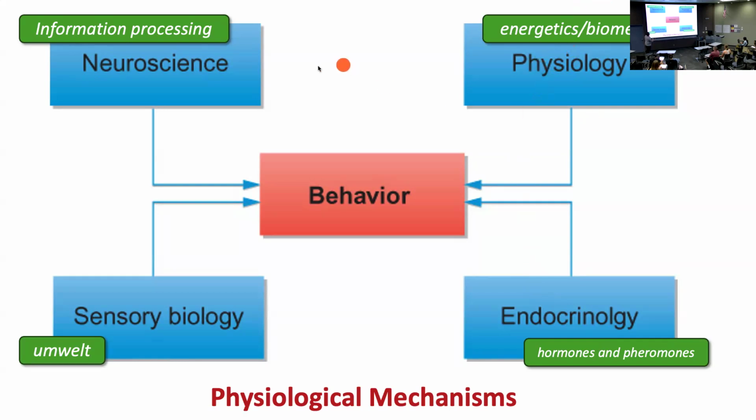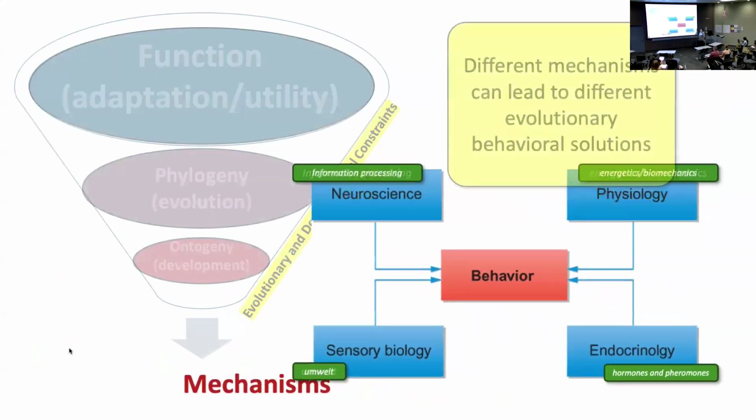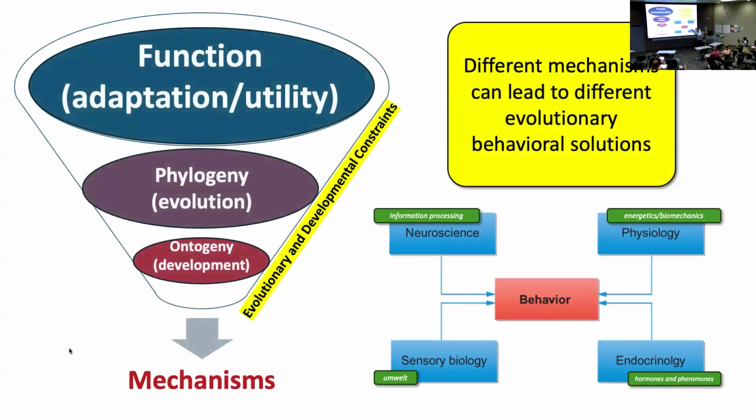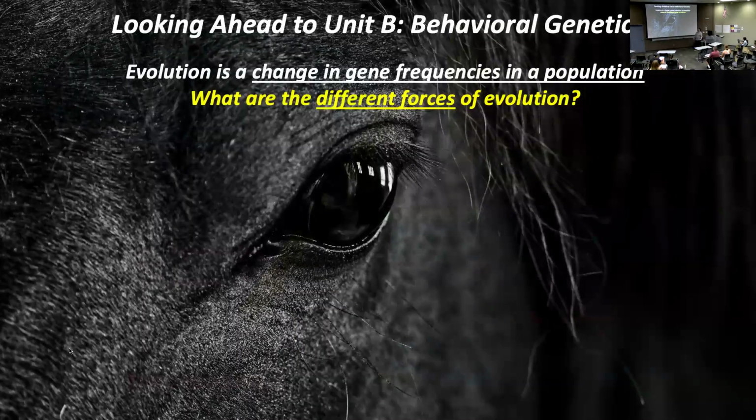The neuroscience: what is it possible for this thing to even learn, and how is it learning, and how costly is the learning? And then the sensory biology, the Umwelt: what can this animal even sense? So all of those things matter. And they're all examples of different mechanistic pathways that we need to think about when we talk about mechanisms that implement behaviors. So that was kind of what we got out of that.